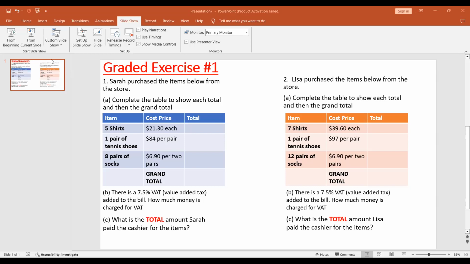The first thing you have to do is divide 8 by 2. When you divide 8 by 2, you're going to get what? 4. And then you multiply 4 by 6.90. That's how you get that. Okay, thank you. It's not okay, I'm not done yet. Yes, sir. Thank you. You're welcome.